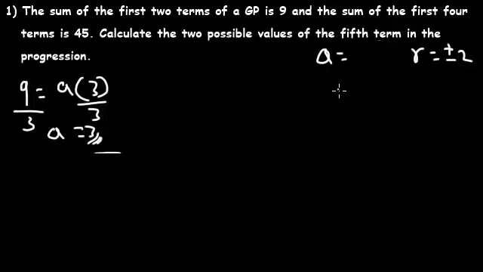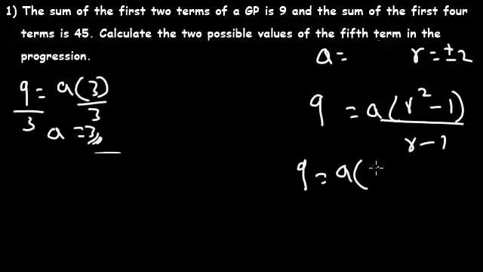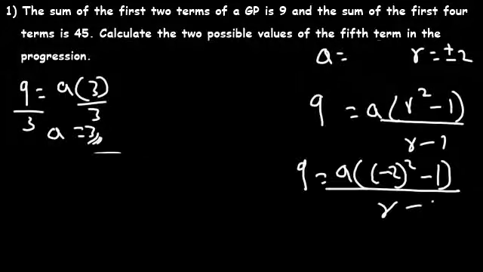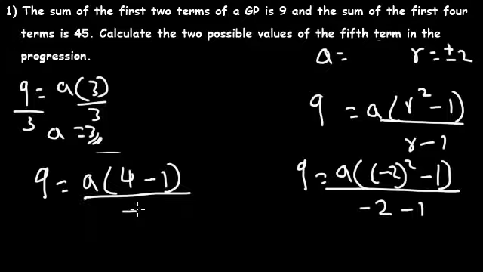Don't forget the equation we are using is such that 9 is equal to a multiplied by r raised to power n minus 1, which is r raised to power 2 minus 1, divided by r minus 1. So when r is negative, we have 9 equals a multiplied by minus 2 all squared minus 1, divided by minus 2 minus 1, since r is minus 2. Upon simplifying, we have 9 equals a multiplied by minus 2 squared, which is 4, minus 1, divided by minus 2 minus 1, which is minus 3.